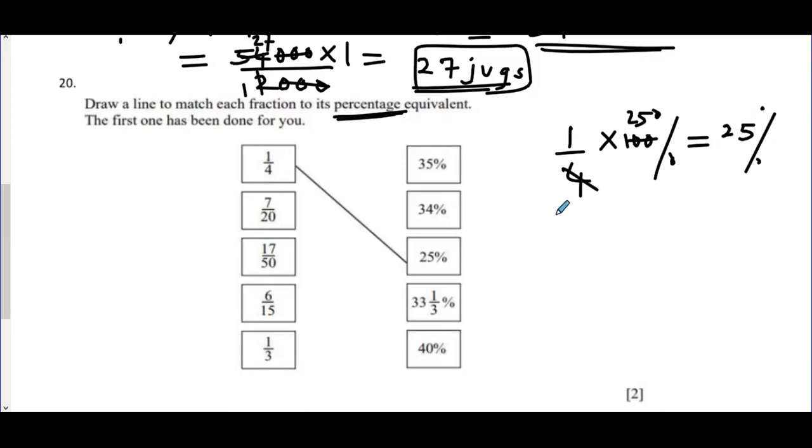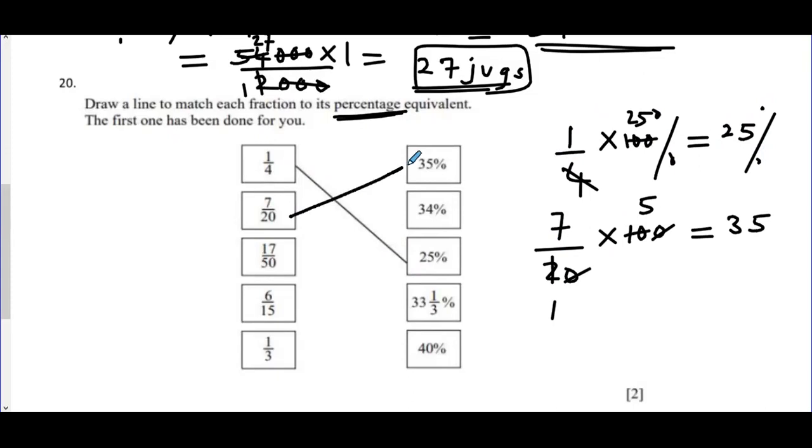Now let us do 7/20. So do the same thing. 7/20 multiplied by 100, and then simplify. This 0 goes with this 0. By 2, 1 by 2, 5. 7 times 5 equals 35. And then you're going to take a ruler, match this 7 over 20 to 35. So you're going to match this way.